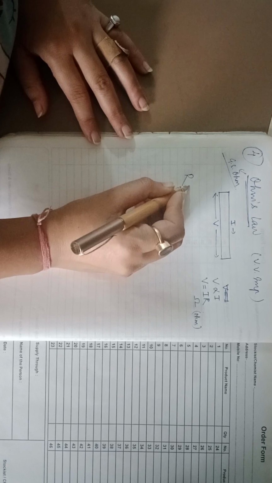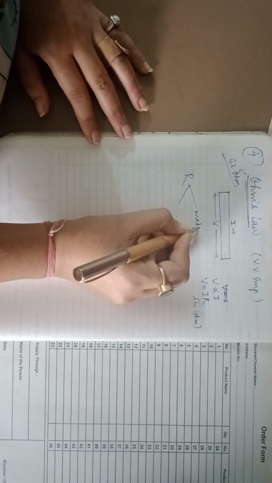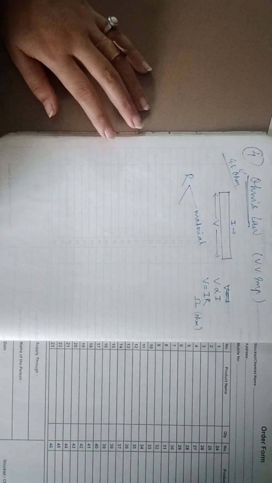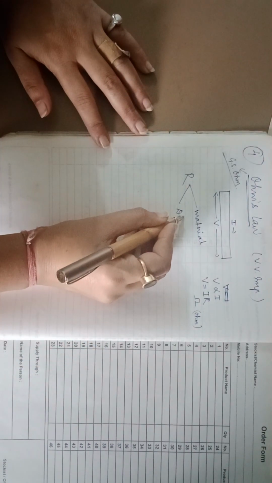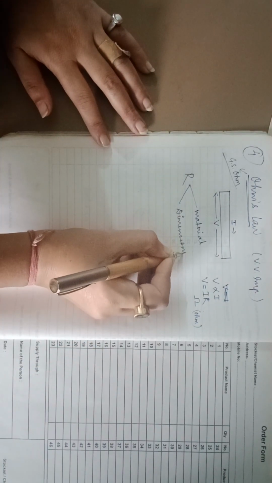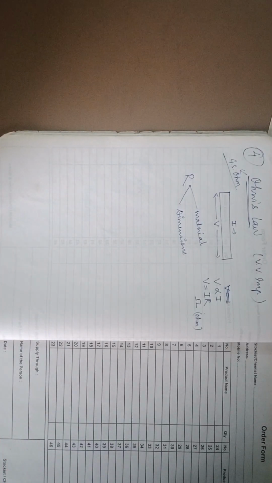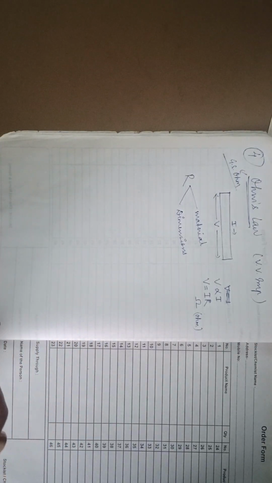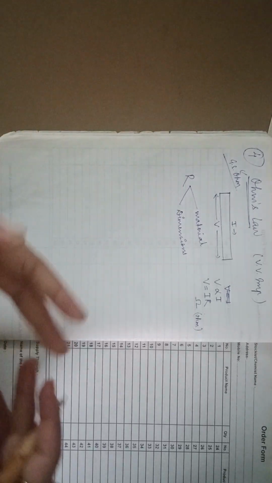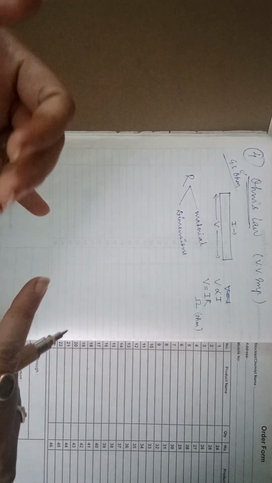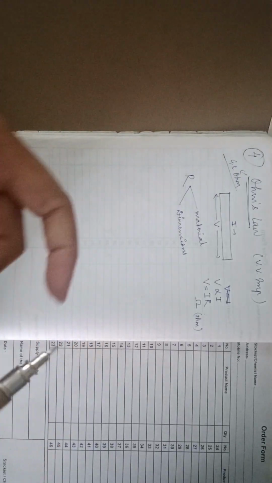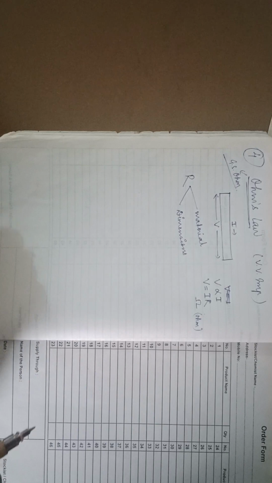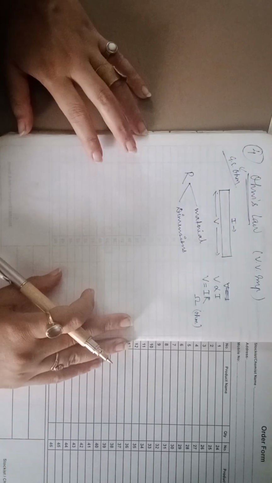Now R is resistance and it depends on the material by which this conductor is made and also on the dimensions. Dimensions means length, breadth and height. So if the material changes, the resistance will change. If you take two substances made of the same material but of different length or different cross-sectional area, then the resistance will change. Now let's see how.